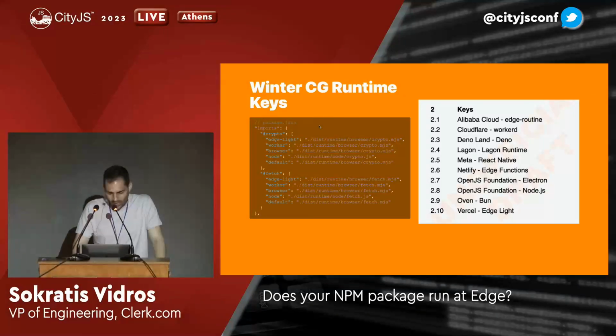The keys you saw there are actually keys proposed by the WinterCG group. So, for example, in our example, the code on the left comes from the Clerk open source library. On the right, as you can see, we have way more vendors: Alibaba, Cloudflare, Deno, Meta, Netlify, Vercel, and of course, Bun. So in essence, that means you can specify one entry point for every vendor.